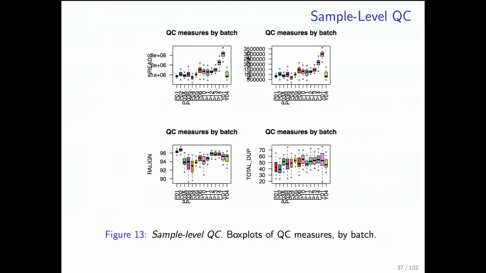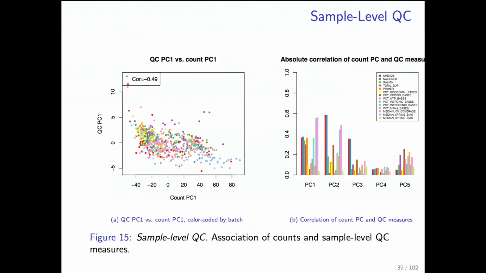And now let's look at quality control measures for the samples. These are measures that reflect alignment characteristics of the reads or sequence composition of the reads. These are box plots of a variety of QC measures stratified by batch. So the message here is that these QC measures vary between batches. Some measures may point right away to samples of poor quality that we want to filter out. Another issue is that the QC measures are associated with the read counts, with our expression measures.